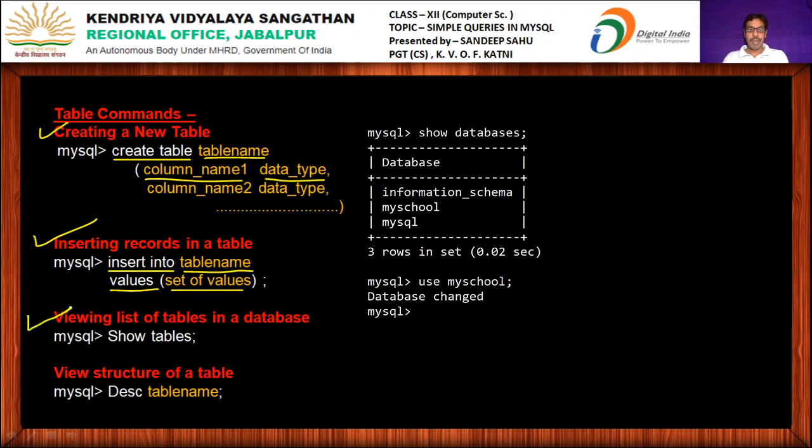Now if you want to see the list of tables inside any database, then there is a simple command show tables. If you want to see the structure of the table, then you have to write describe or DESC and then the table name. Okay.